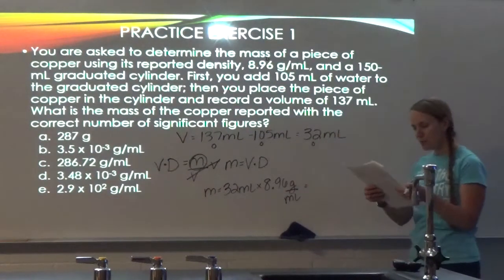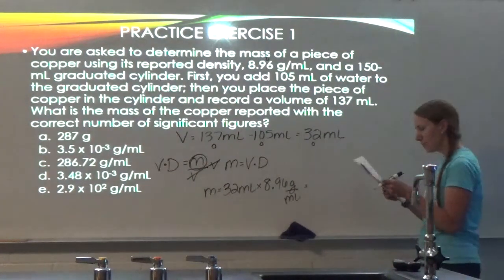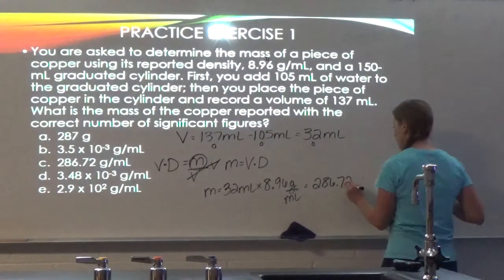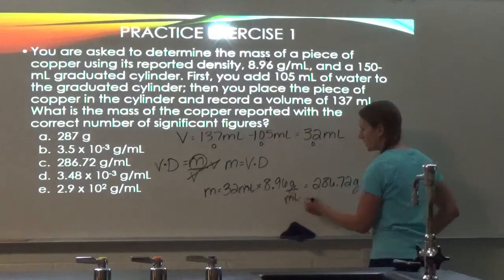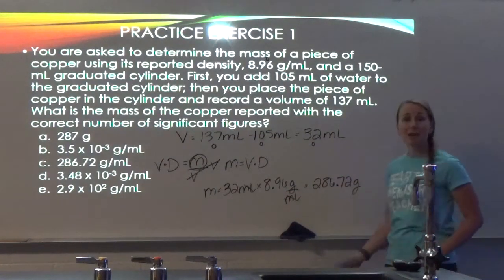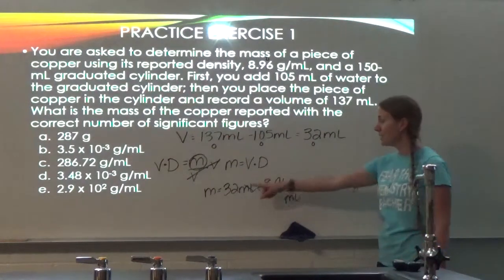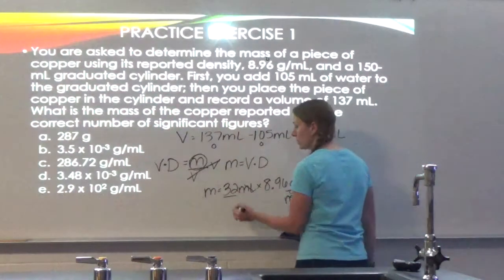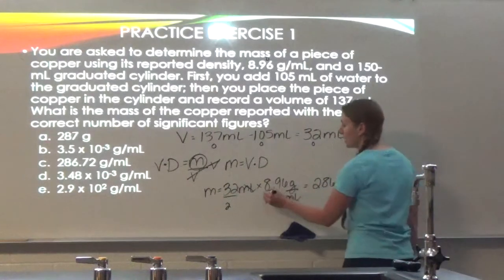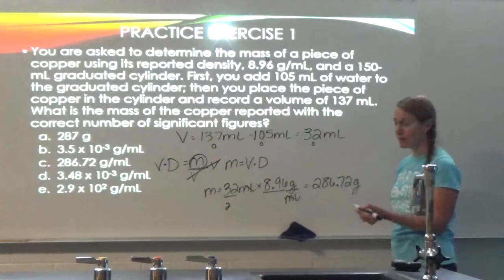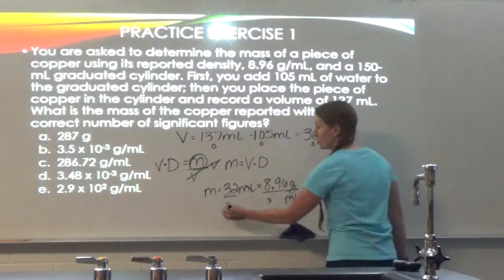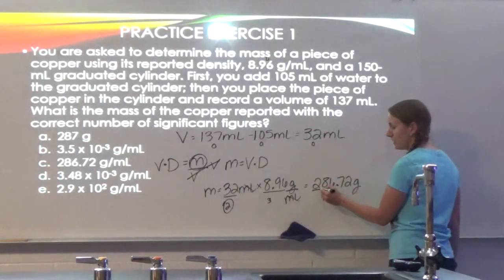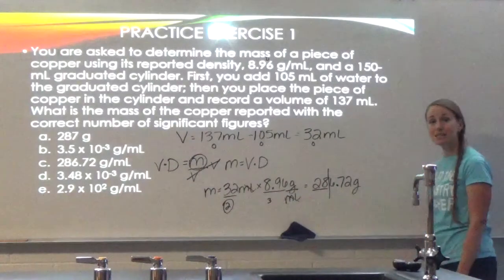Okay, so once I multiply those, I ended up getting 286.72 grams, because of course my milliliters cancel. So now we gotta stop and do significant figures again. Well, this time I'm multiplying, so it's based on significant figures. So 3 and 2 are significant, so that number has 2. 8, 9, and 6 are significant, so that number has 3. So remember, we want the lowest amount, 2. So I start at the front, 2 is significant, 8 is significant, so I'm going to stop there.